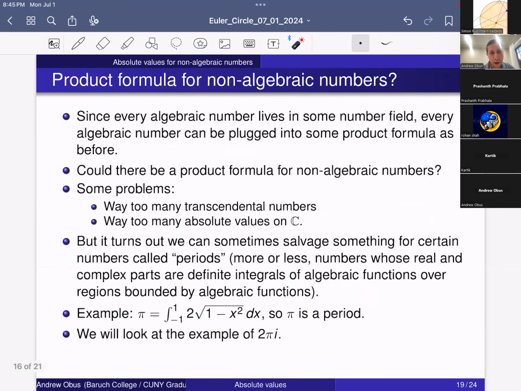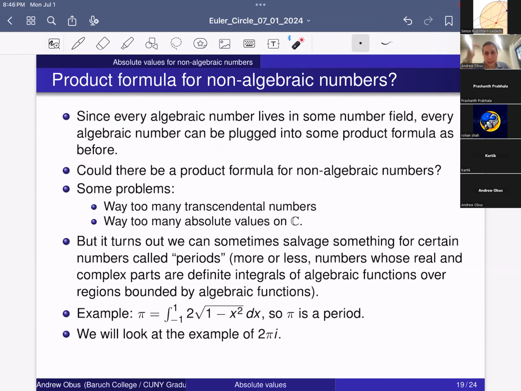Okay, so product formulas for non-algebraic numbers. Every algebraic number we've been talking about, remember, is the root of a polynomial with integer coefficients. It lives inside some number field, so that number field will have a product formula, and for every algebraic number you take the product of all of its absolute values, you're going to get 1. So the question is, could there be a product formula for non-algebraic numbers?